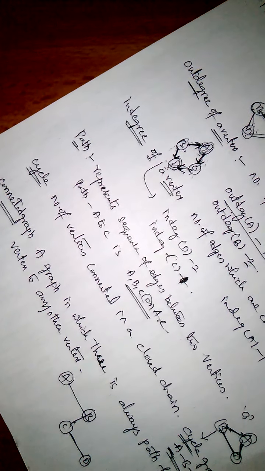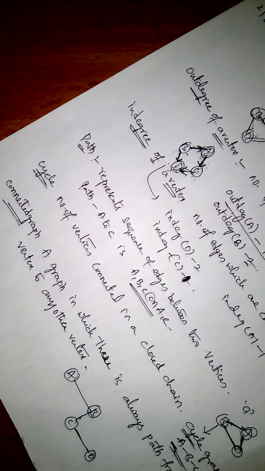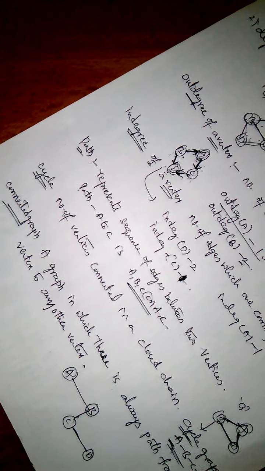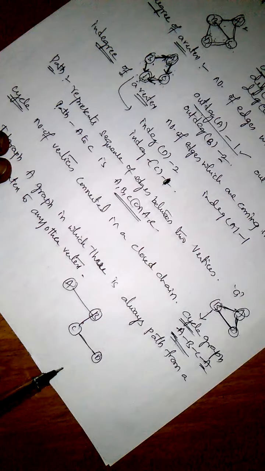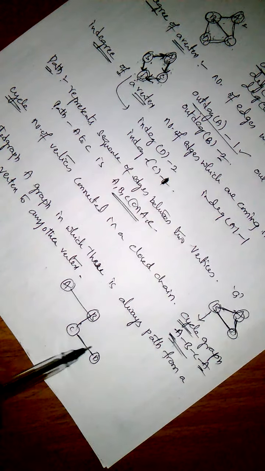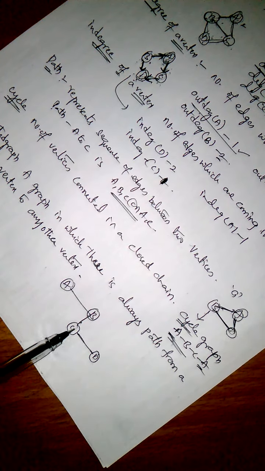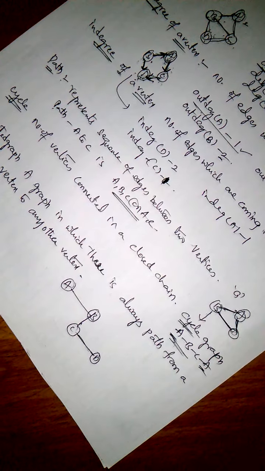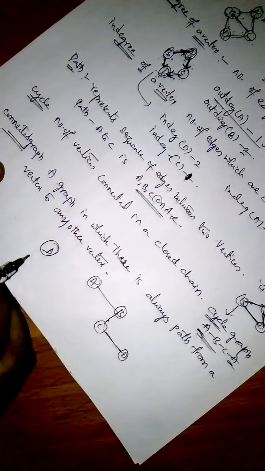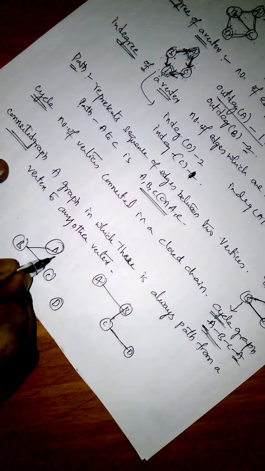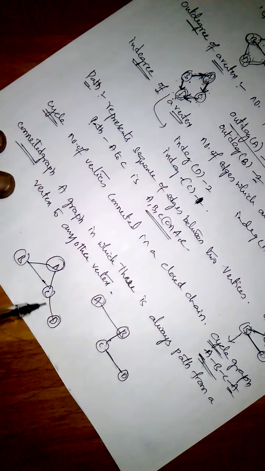What is a connected graph? A connected graph is one in which there is always a path from one vertex to another vertex. If we take this as a graph, in this graph we have 4 nodes, and each node is connected in the graph, then it is called a connected graph. If we take an example like this, A, B, C and D, this is also a connected graph.